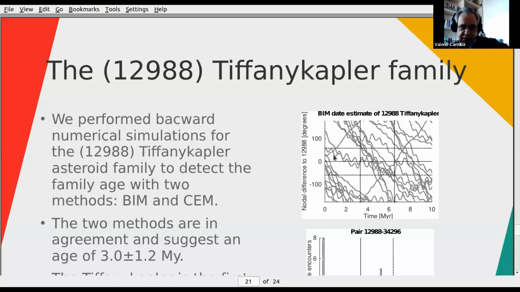With the close encounter method, you also perform numerical integration in the past, and count the number of close encounters between the parent body and a secondary body. It's expected that at the time of the family formation, this number should have a maximum. So both methods suggest an age of the family of the order of 3 million years plus or minus 1.2. And this is the first ever young asteroid family identified in the NU6 secular resonance.